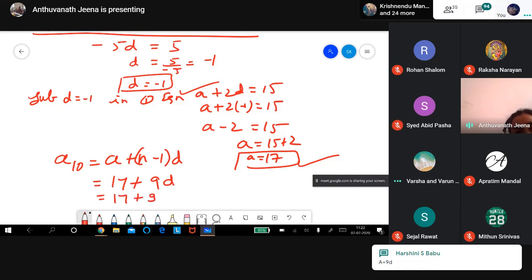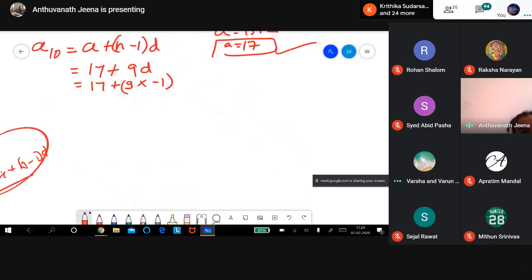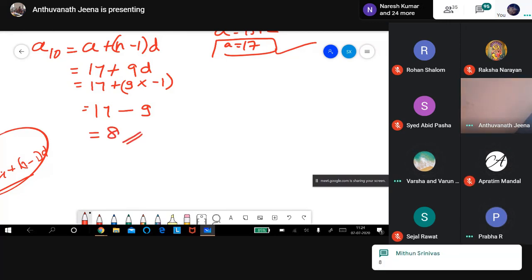17 plus 9 into minus 1. So this together you should always do. Okay, so 17 minus 9. What is 17 minus 9? 8. 8 is the answer. Okay, like that you have to do every sum.